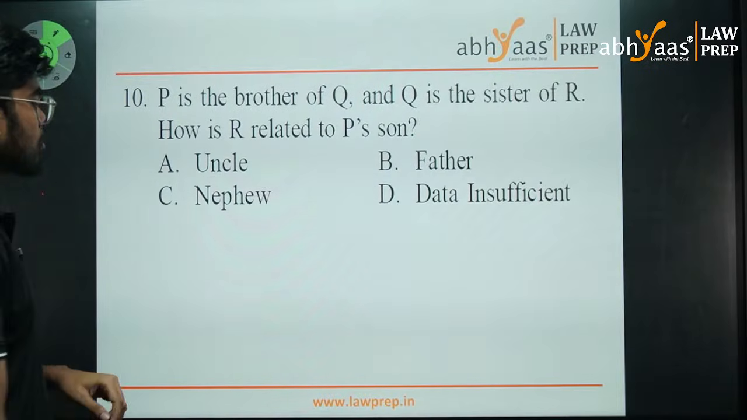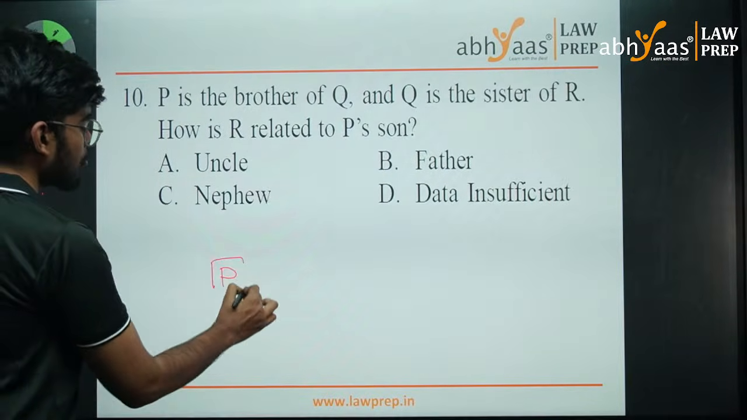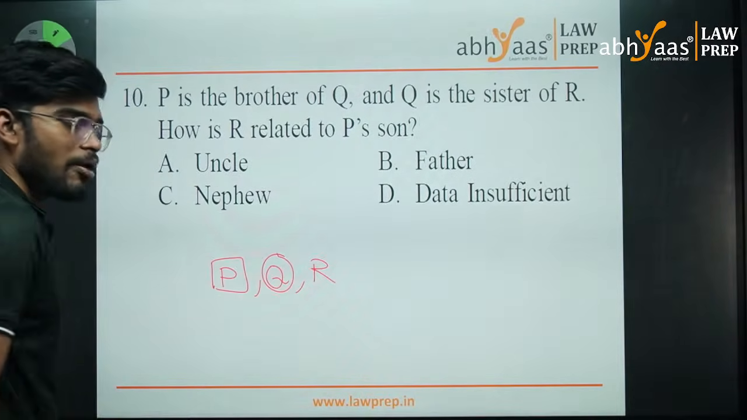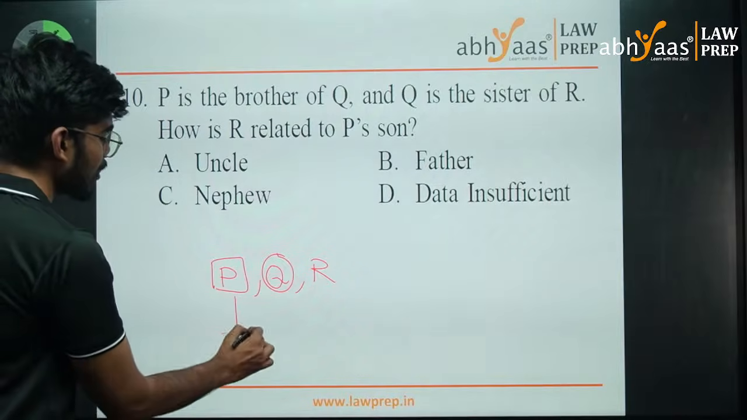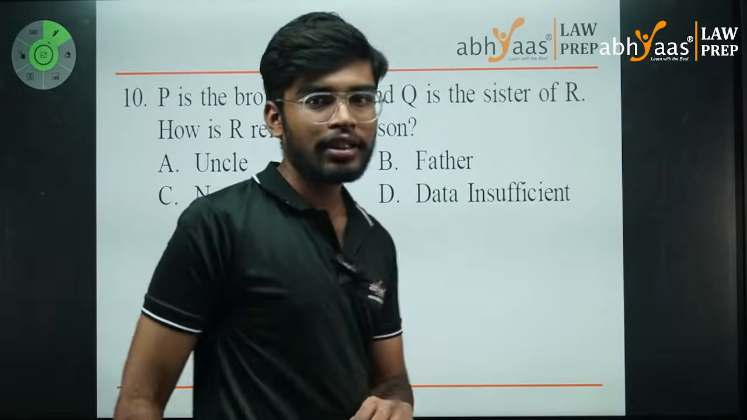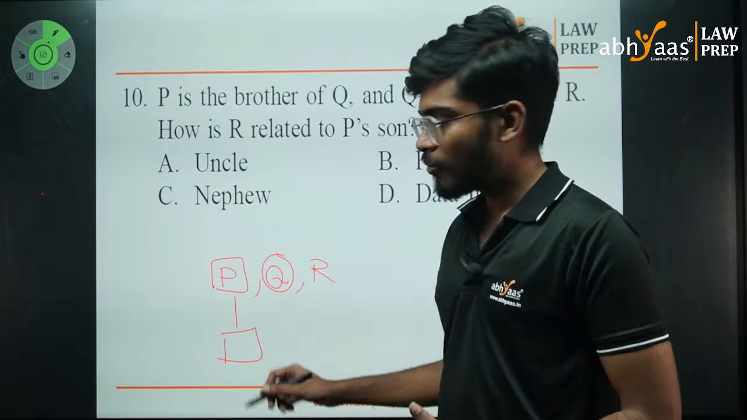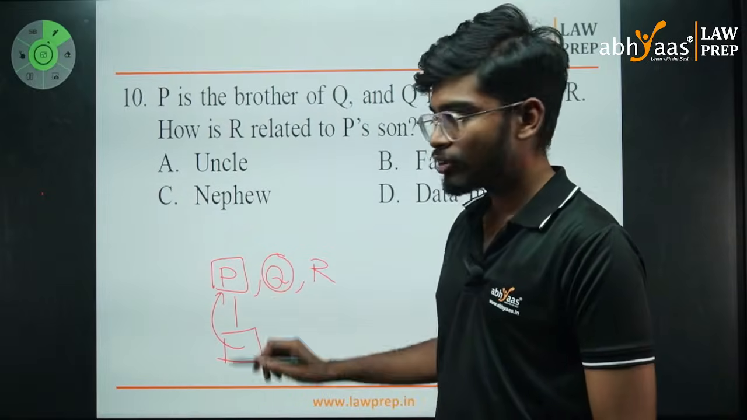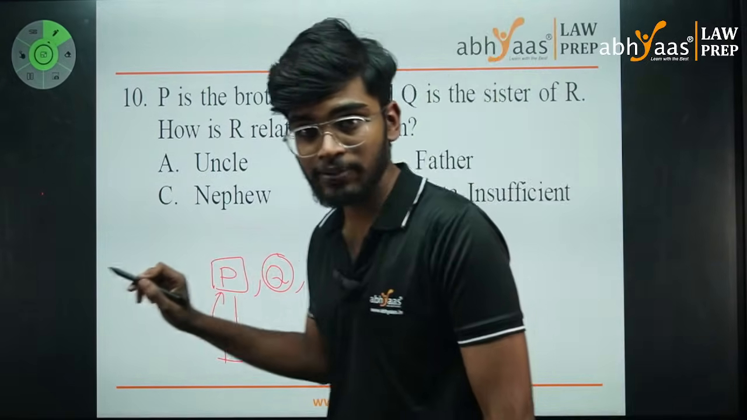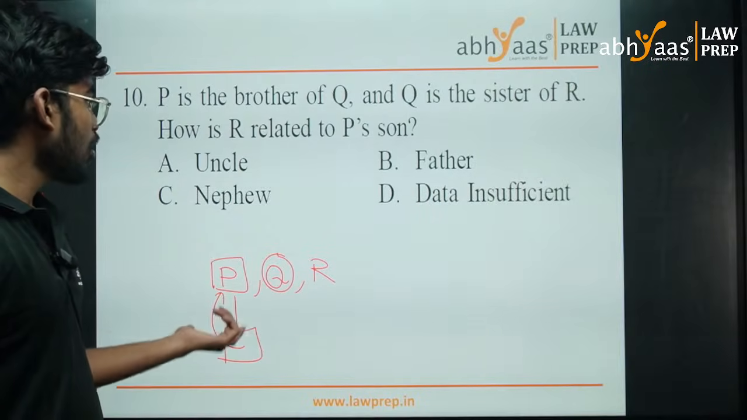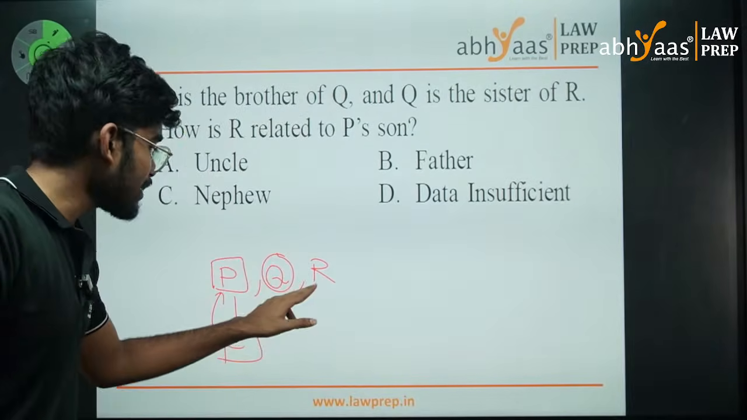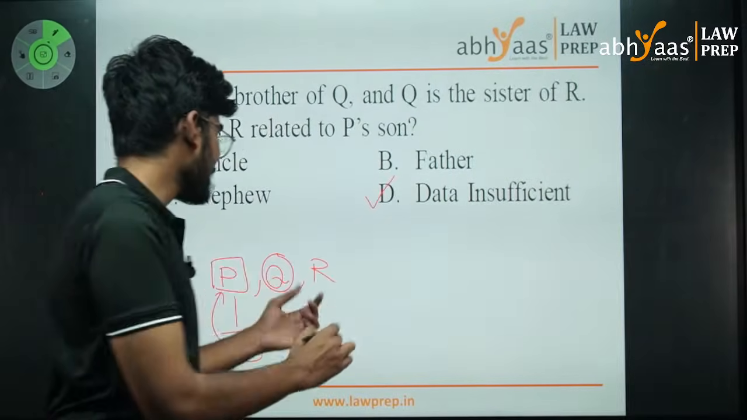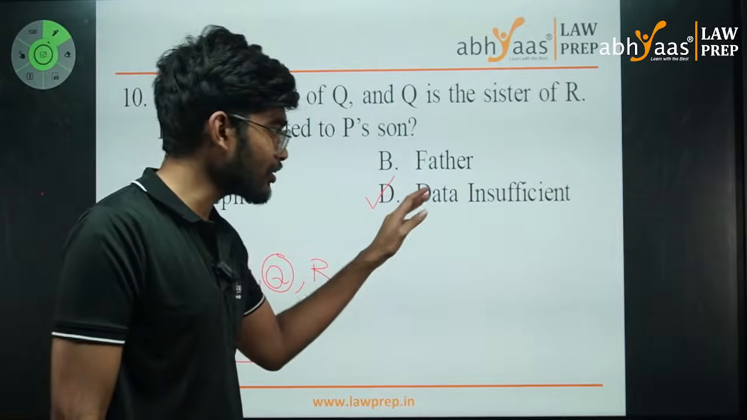P is the brother of Q. Next, Q is the sister of R. How is R related to P's son? Say P is having a son. How is R related? See, P is the father of this person. P's son, so P is the father, so father's sibling. But here the gender of R is not specified, so it can be either an aunt or an uncle. As the gender is not specified, the data in the question is not sufficient to determine the exact relation of R to P's son. So that is why the data is insufficient.